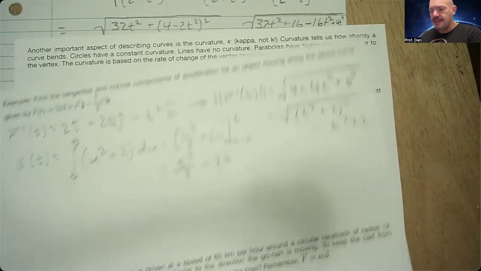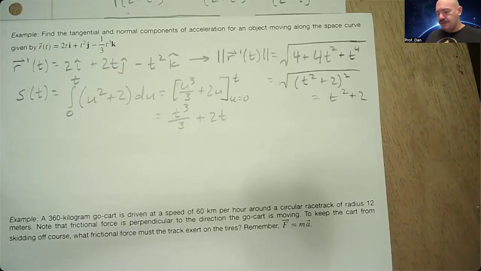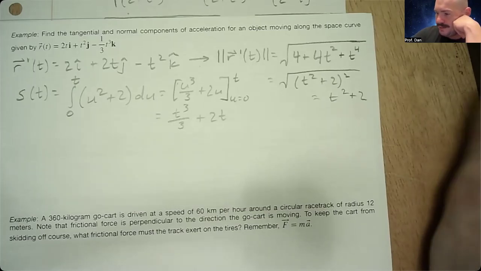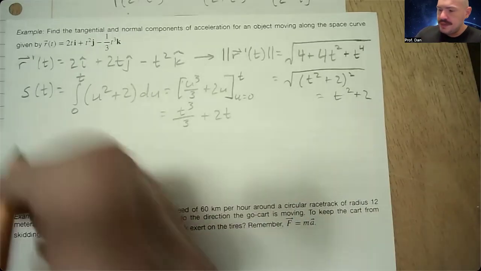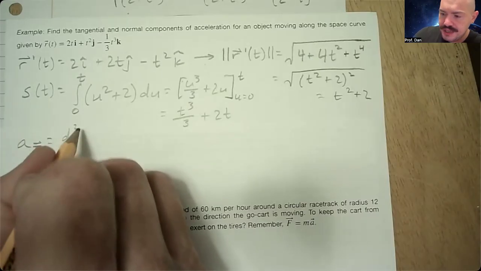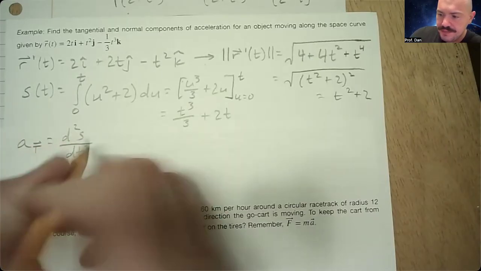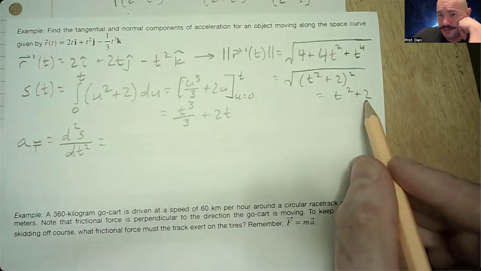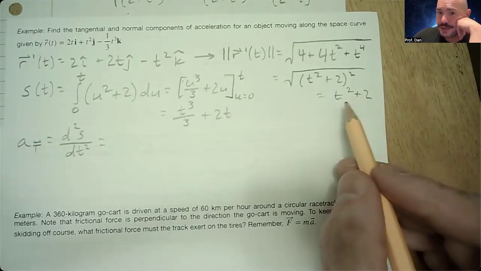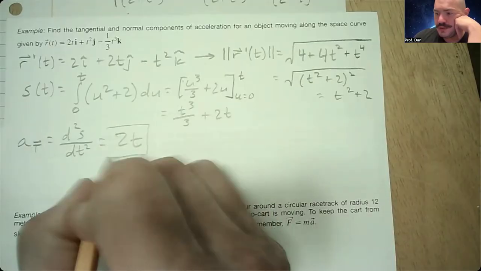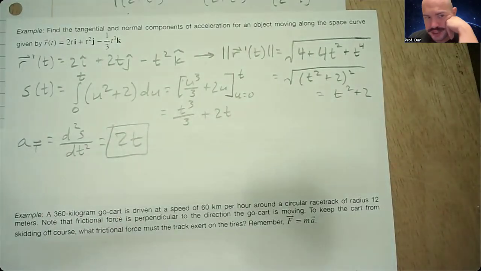Now, if I want to find my components, as our notes said here, I need to find the second derivative of the arc length. So my tangential component is going to be the second derivative of s with respect to t. If I take the first derivative, I end up back at t squared plus 2. So the second derivative would just be the derivative of this, 2t. So that's my tangential component.